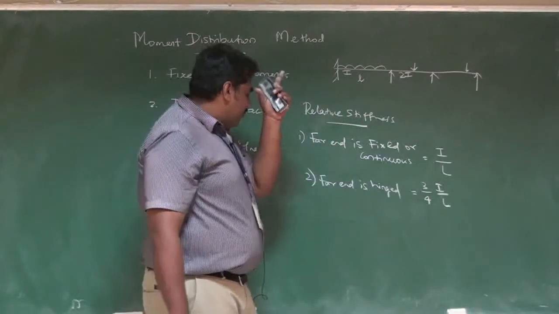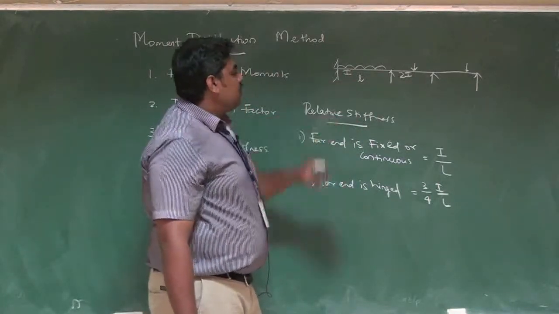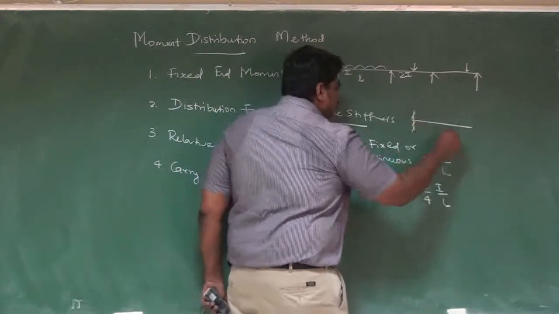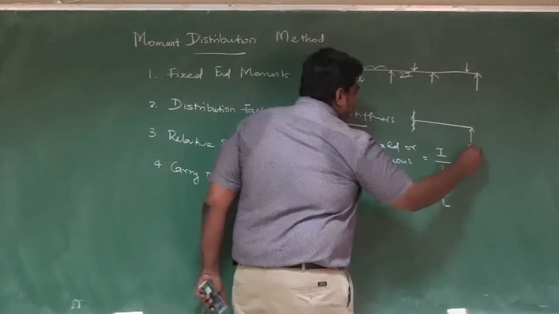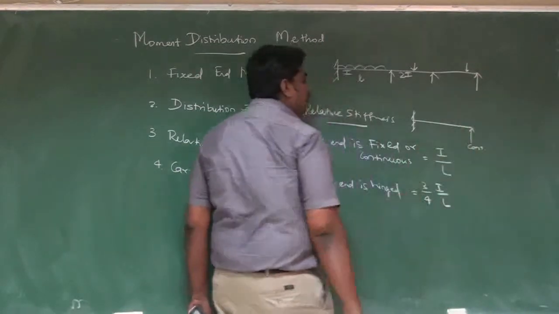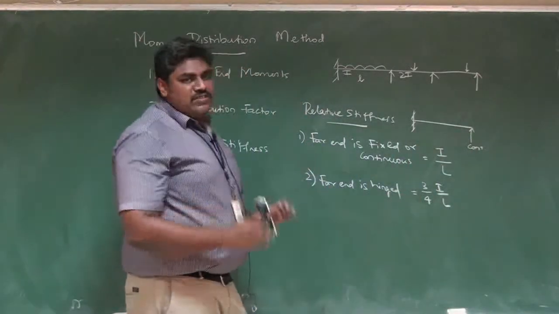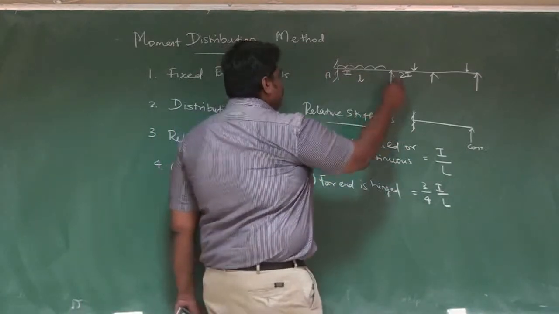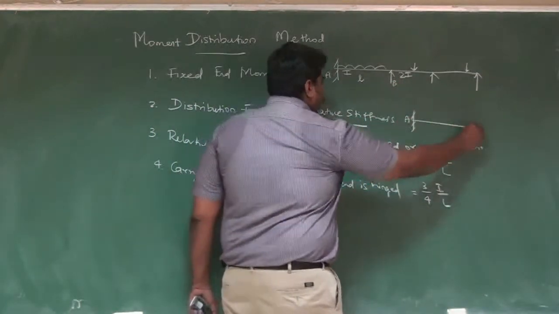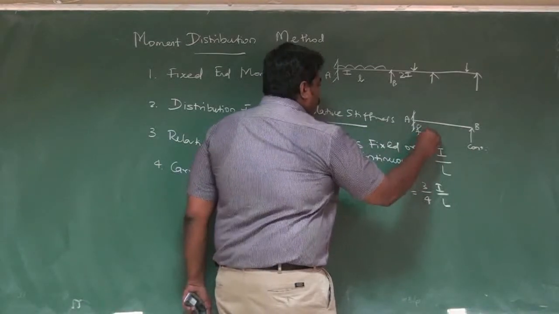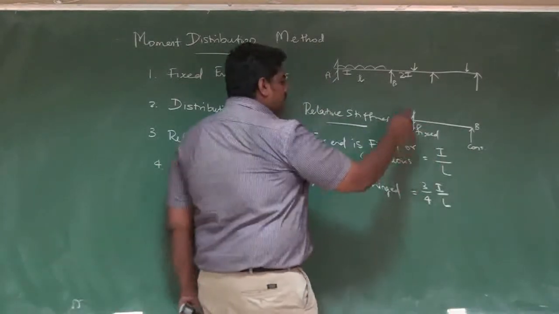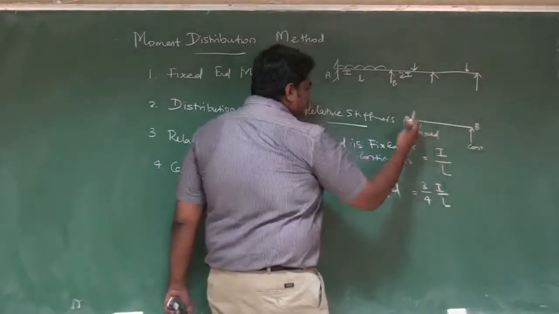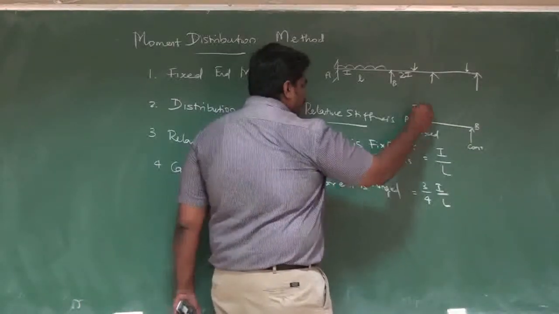So let me come to the first span. When you take the first span, let me assume this is the first span, where here it is a continuous end, right? So individually each span has to be taken. Assuming AB, this is A, this is B, and A is fixed. So the relative stiffness of the joint A has to be looked at from B. The far end is fixed, so it will be I by L.